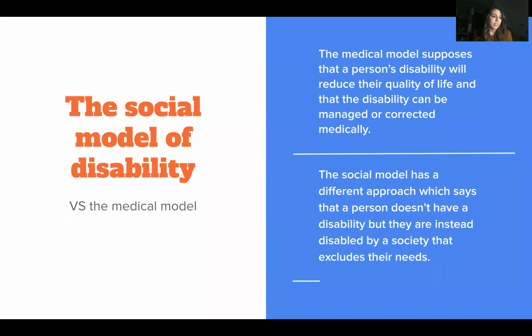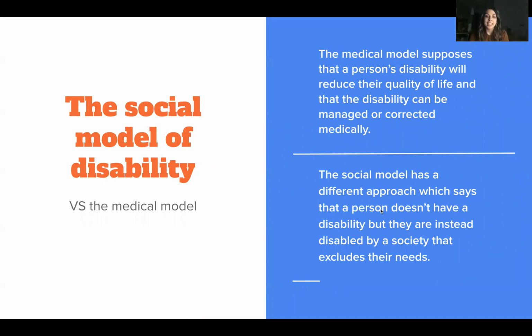And so the social model was born from that, and it has a different approach, which says that a person, sorry, what happened? You're good. Okay, I thought somebody said something.